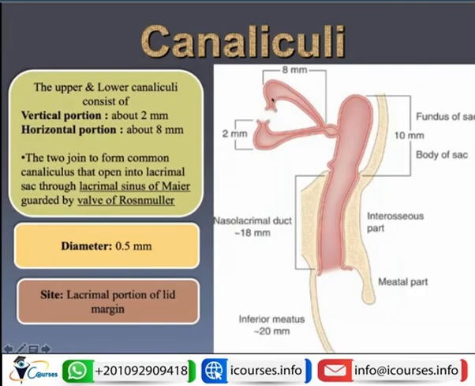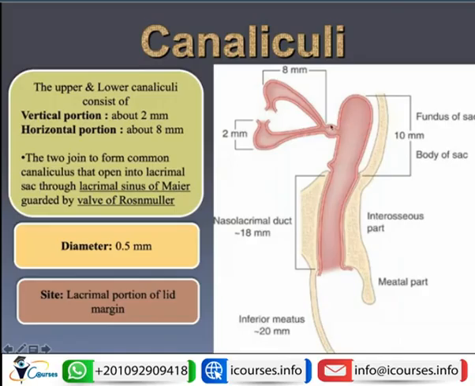Then the puncta will continue as canaliculi. The canaliculi are divided into a vertical part and a horizontal part. The vertical part is about 2 millimeters, while the horizontal canaliculus is about 8 millimeters. Both of them join together to form a common canal, which is called the common canaliculus.